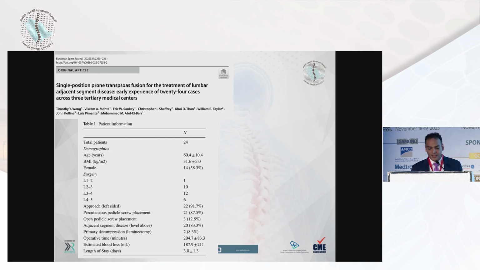Pimenta, looking at 24 patients with adjacent segment disease. We see here that a lot of this stuff was done percutaneously, so our blood loss was only 100 cc's. So again, I think this is where the prone lateral really shines.